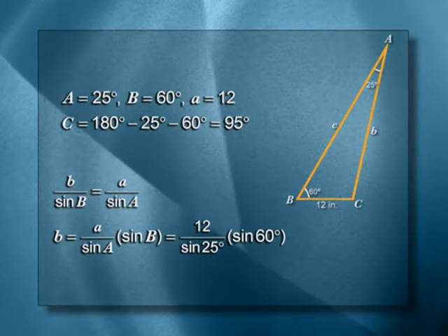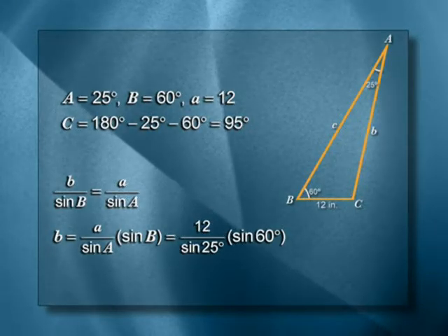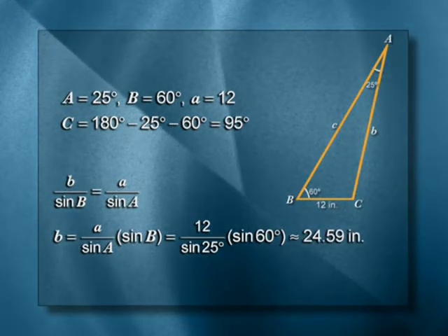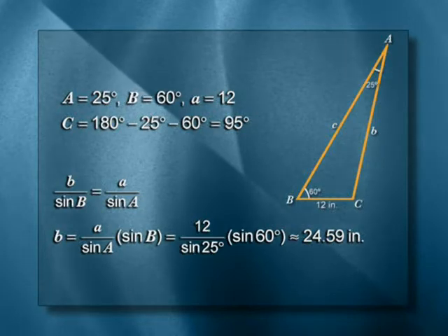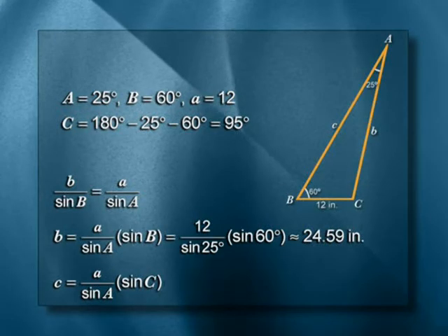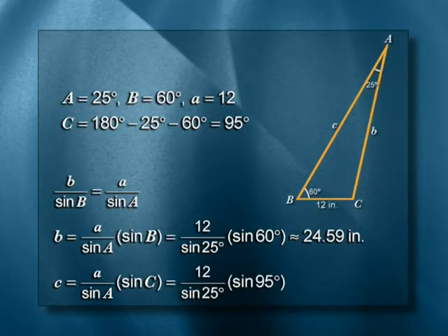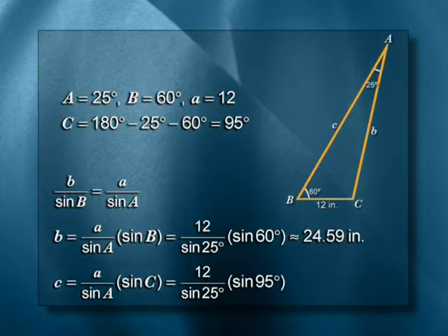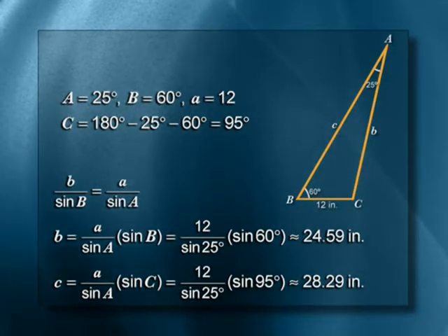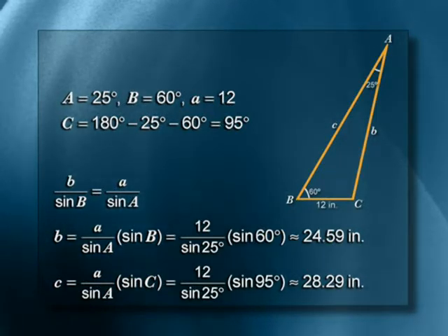And then on a calculator, you punch all that in. You should be in the correct mode, of course, degree mode, and you obtain about 24.59 inches. And then you do the same for side c: a over sine A times sine C. Plug in the numbers, 12 divided by sine of 25 times sine of 95. Punch it on your calculator. You obtain about 28.29 inches. And we've solved this triangle approximately. We have to deal with approximations in this lecture and the next. And you see that we have all three sides and all three angles.